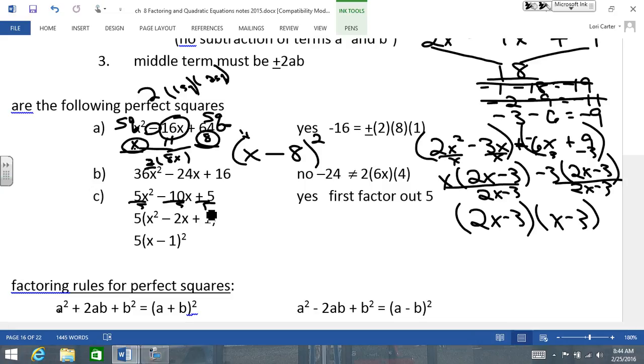What do I do with the x squared? Is it a perfect square? What is it? x. Is 1 a perfect square? Yes, 1. What's 1 times x? 1x, times 2. Does that equal the middle term? Yes. Okay, so the 5 comes out, and it's negative because of the sign.